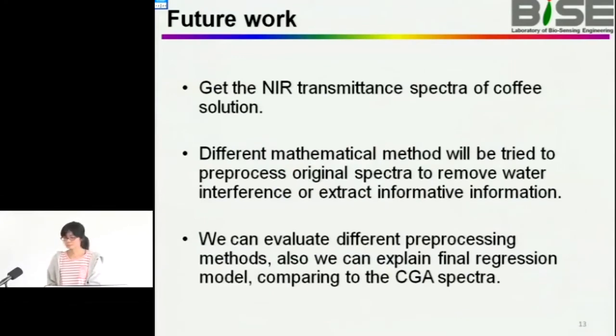For future work, I will get the NIR transmittance spectrum of the coffee solution, and different mathematical methods will be tried to pre-process the original spectrum to remove water interference or extract the informative information. And then we can evaluate the different pre-processing methods. And also we can explain the final regression model comparing to the CGA spectrum we just got. That's all. Thank you.